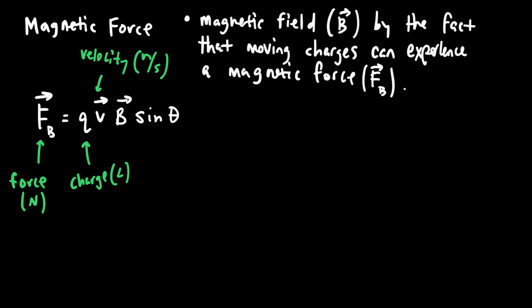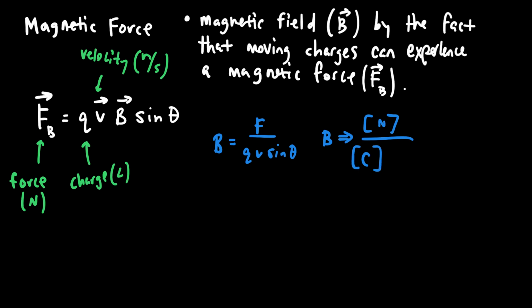So let's rearrange the equation for B. B equals F divided by Q V sine theta. And I know that B will have the units of the stuff that's on the right-hand side. So on the right-hand side, F has units of newtons, Q has units of coulombs, and V has units of meters per second. And if I rearrange this a little bit, then what I see is that this would be newtons divided by coulombs per second times meters.